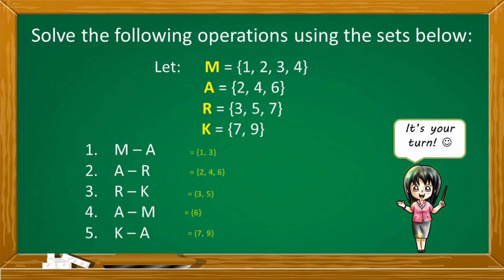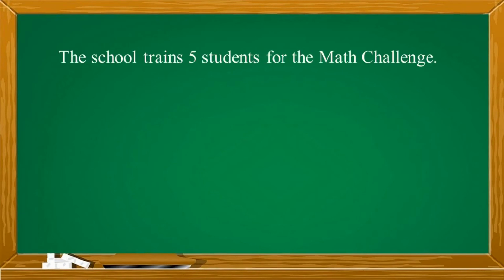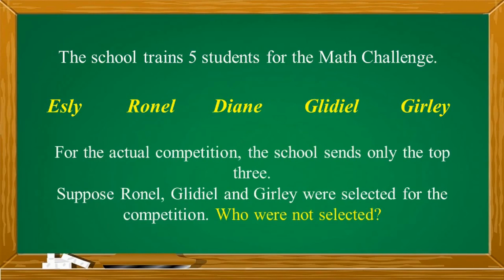Revealing the correct answers. Great job! Let us now proceed to the complement of a set. Consider this situation. The school trains 5 students for the math challenge. These students are Esley, Ronel, Diane, Gligel, and Gurley. For the actual competition, the school sends only the top 3. Suppose Ronel, Gligel, and Gurley were selected for the competition.